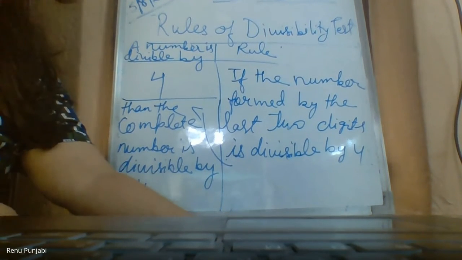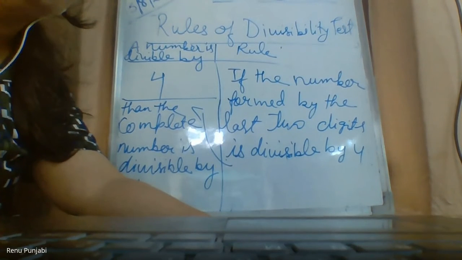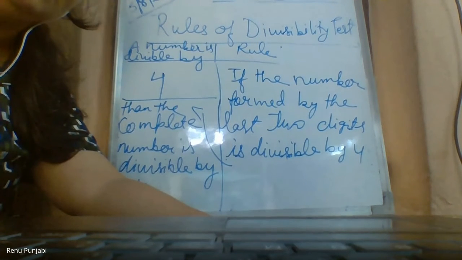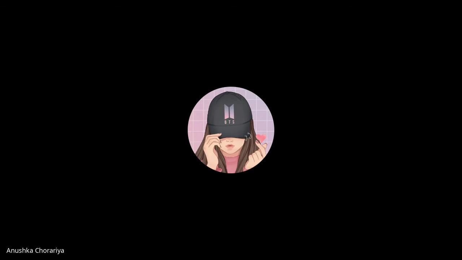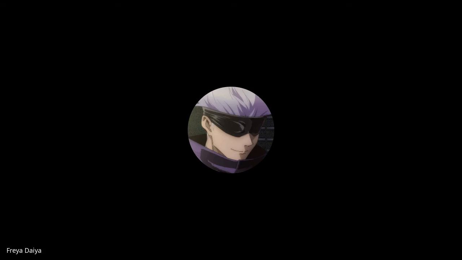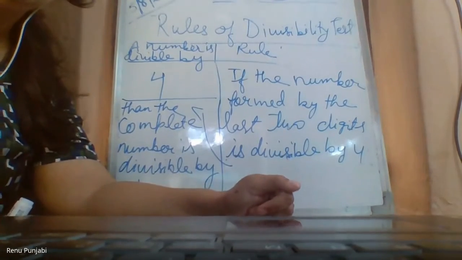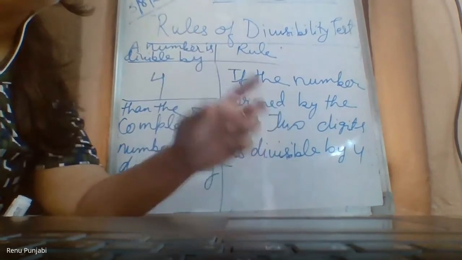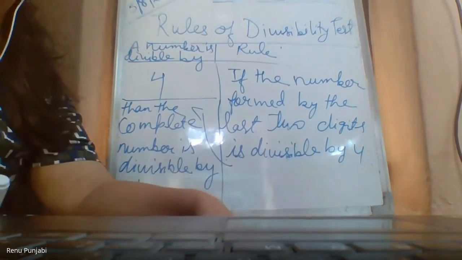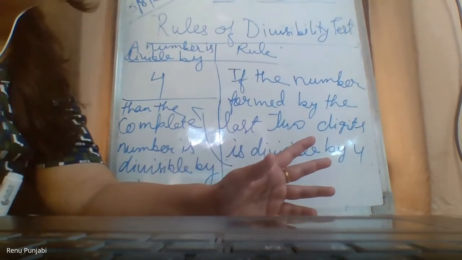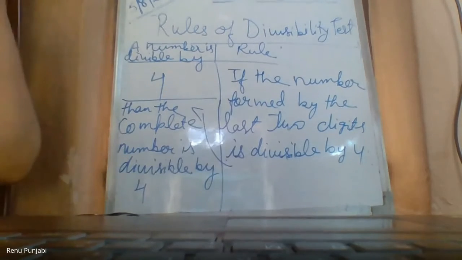How will we check the divisibility of 5? Is any number divisible by 5 or not? Can anyone guess and tell me? Yes, Anushka? We can find out by the last digit. The last digit must be 5 or 0. Very good. Excellent. Any number, if the last digit, meaning at the ones place, is 0 or 5, then the complete number is divisible by 5. Got it, everyone? This is the divisibility of 5.